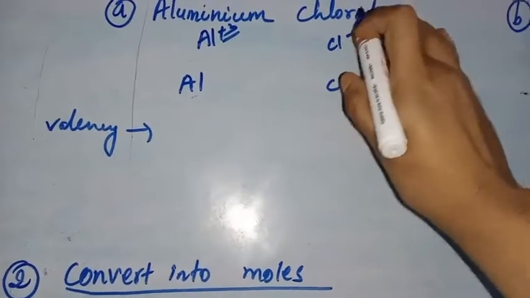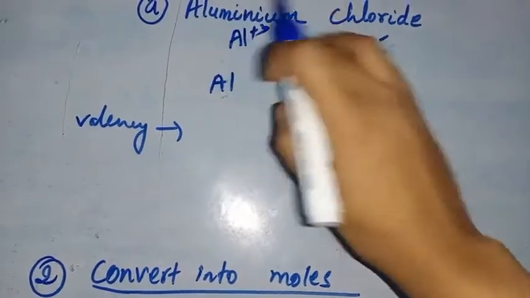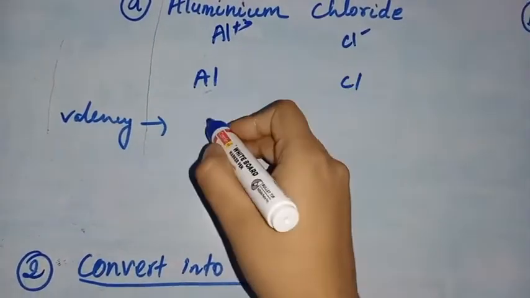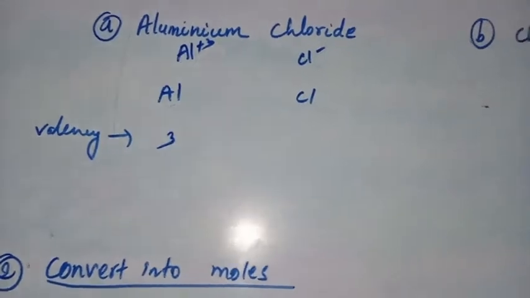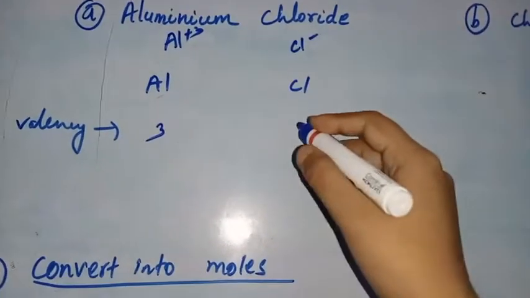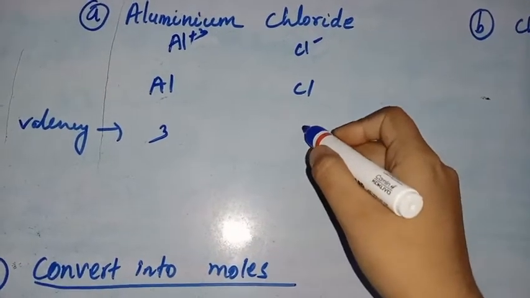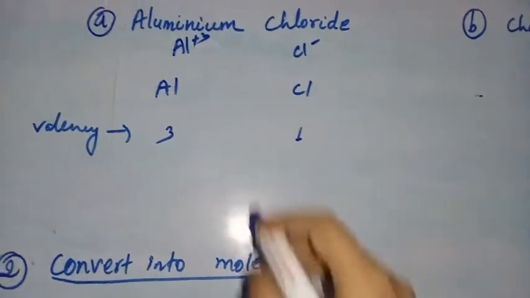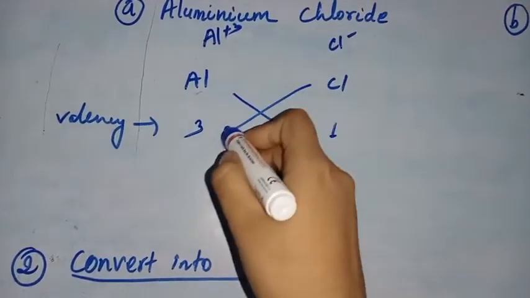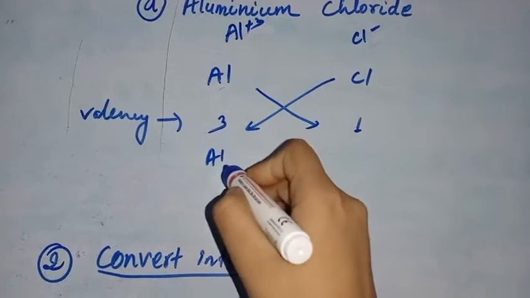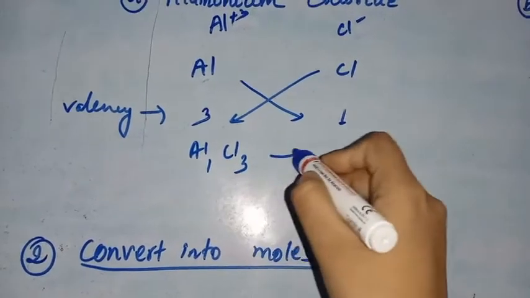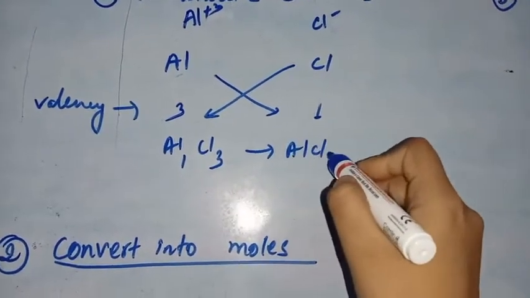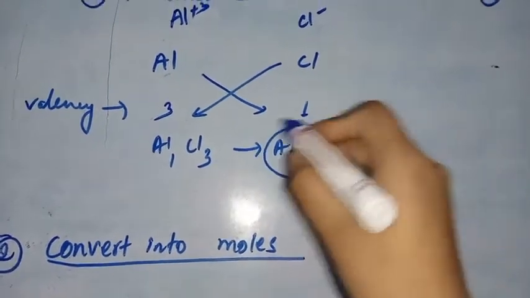We know the net charge, so the number is 3. Aluminum has 3 valency, and chlorine has 1 valency. So we'll do the cross, and we will get Al1Cl3, which can be written as AlCl3. So the chemical formula of aluminum chloride is AlCl3.